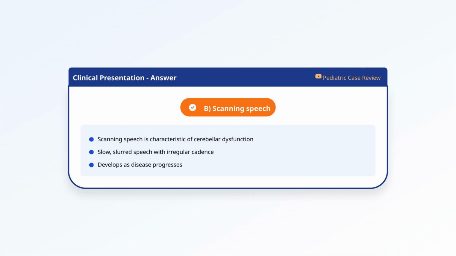Scanning speech. Patients with Friedreich ataxia typically develop scanning speech, which is slow, measured, and has irregular emphasis on syllables. This dysarthria results from cerebellar dysfunction and becomes more pronounced as the disease progresses. Speech therapy is important for maintaining communication abilities as long as possible.